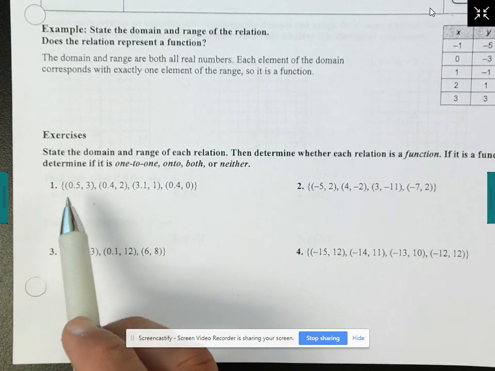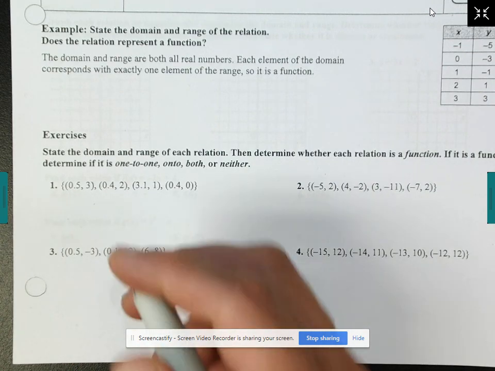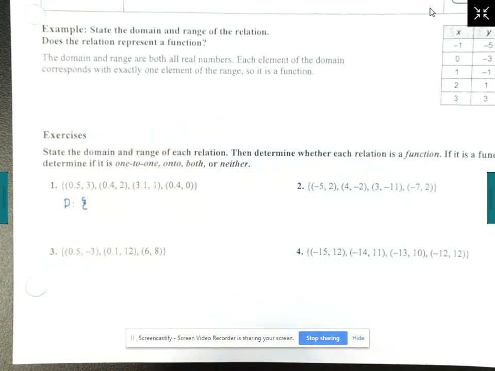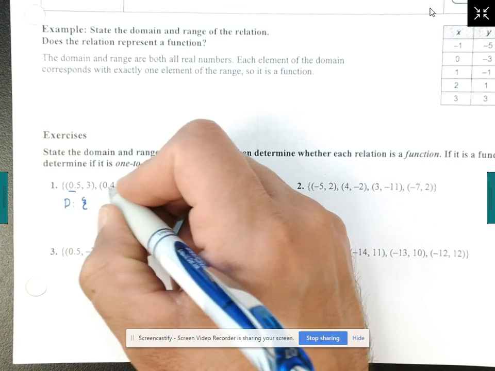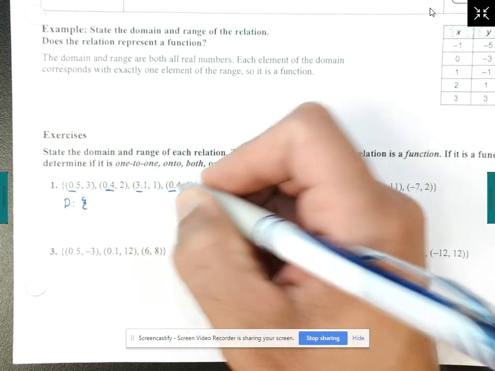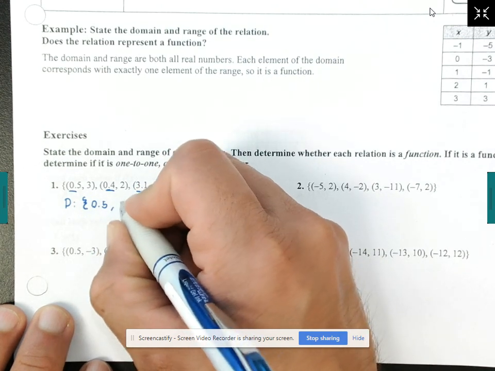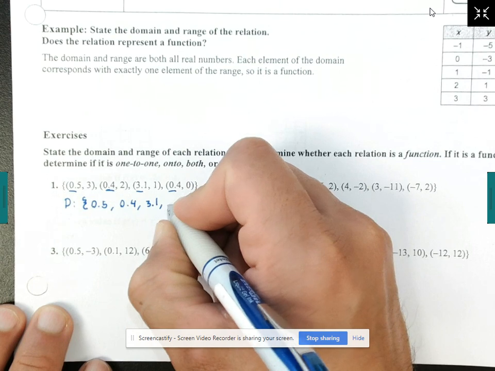If the function is given to you as a set of points on a graph like this, then your domain is going to be just all the x values. So I'm going to put all of these x values into here. So we have 0.5, 0.4, 3.1, and 0.4.